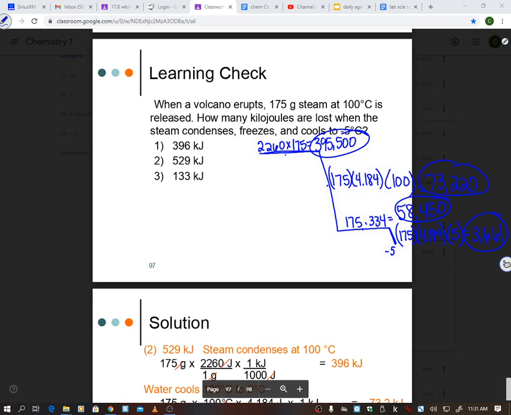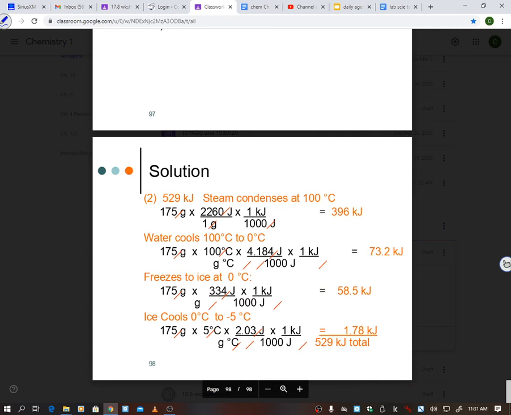So I'm going to add all of them up. And I got 530,831. Now my rounding may have been off a little bit, but this is joules. My kilojoules is going to be 530 kilojoules. So my rounding's off a little bit. It's going to be 529. They rounded all these numbers where I didn't. So you can see their solution here, how they had 396, 73.2. They rounded a little bit differently than I did.